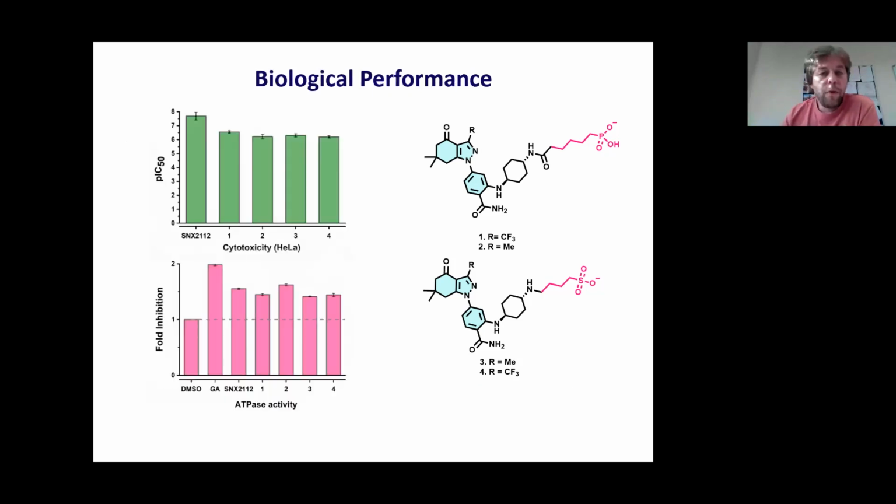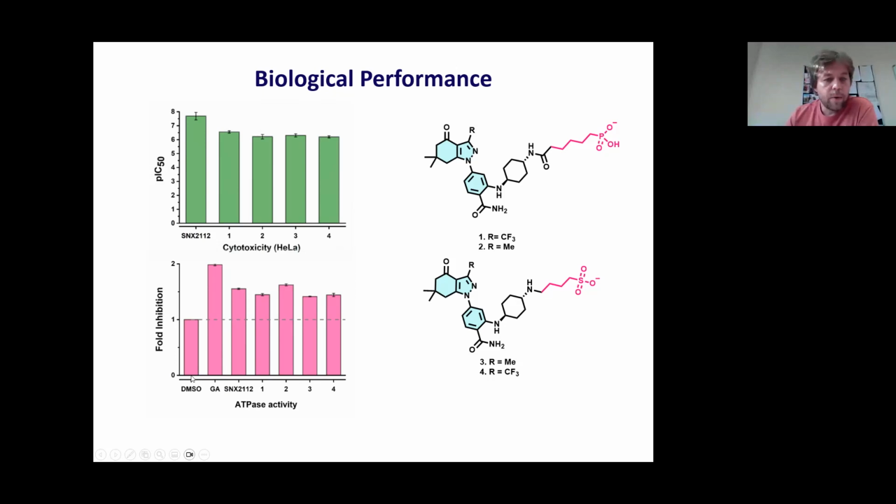So the first bit of biological data we got for these compounds was cytotoxicity, and here's SNX2112, which is a potent cytotoxic agent, with a pGC50 of about 7.5. And our compounds lost about an order of magnitude, although still pretty potent. 6.5 is still in the mid-nanomolar range. And these compounds were found to be pretty good cytotoxic agents. The drop off, we're not sure why, possibly because we weren't engaging with the intracellular environment.